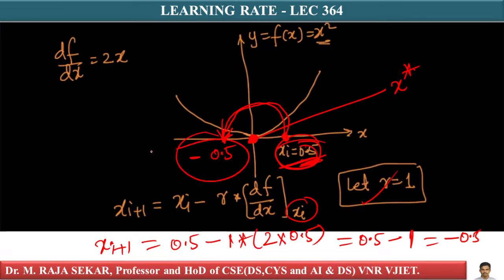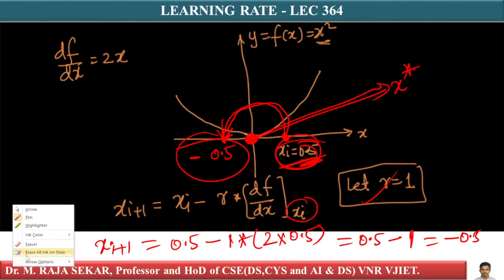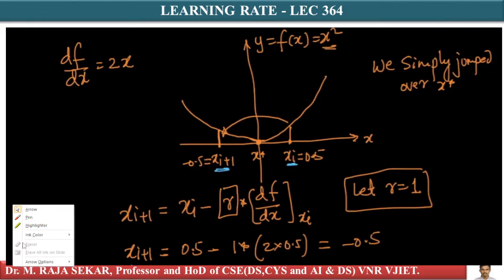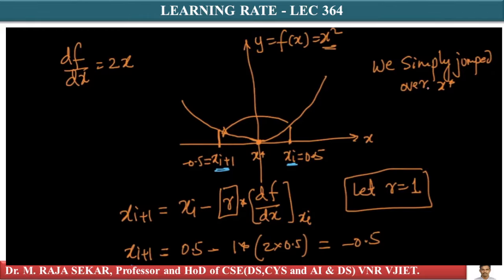But remember, we should actually go closer to x star. Our optimal solution is x star. You have to reach x star, our minimum solution, but we are jumping over this particular optimal solution. We jumped to the other side, isn't it? Like this, we simply jumped over x star.